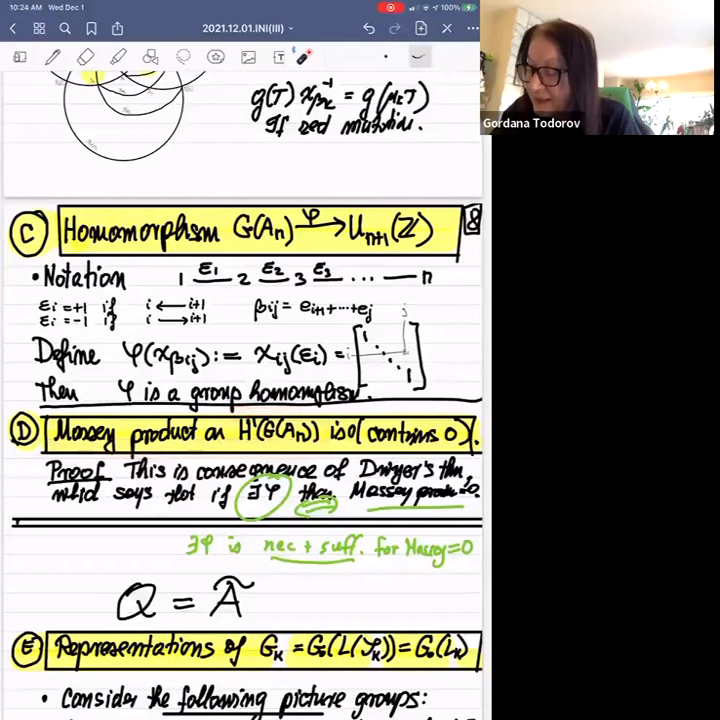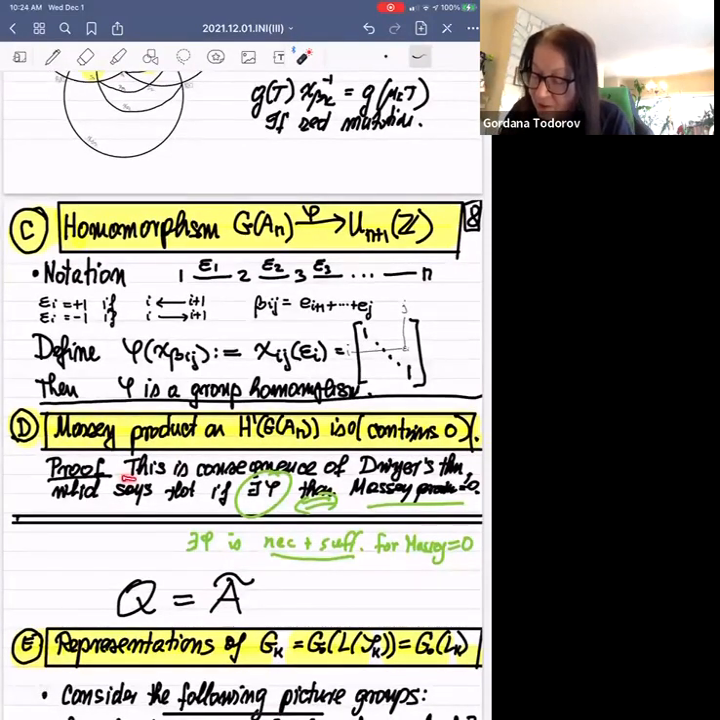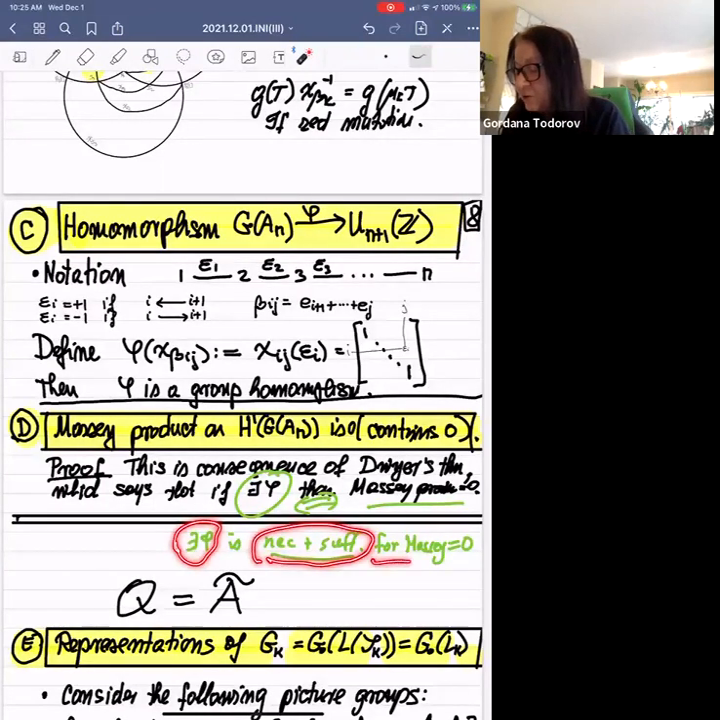So now finally with this theorem, and after talking to Kent Orr and Igusa, we have that the Massey product in the cohomology of the picture group is zero, or Kent Orr prefers to say contains zero, because it's not really uniquely determined. The proof is a consequence of Dwyer's theorem, which I didn't know earlier, but Kent pointed out. I originally wrote that if there exists this homomorphism, then the Massey product is zero, but actually this is an if and only if statement. It's a really strong statement that Massey products are determined by whether there is a homomorphism of the group into U_{n+1}. So the existence of phi is a necessary and sufficient condition for the Massey product to be zero.